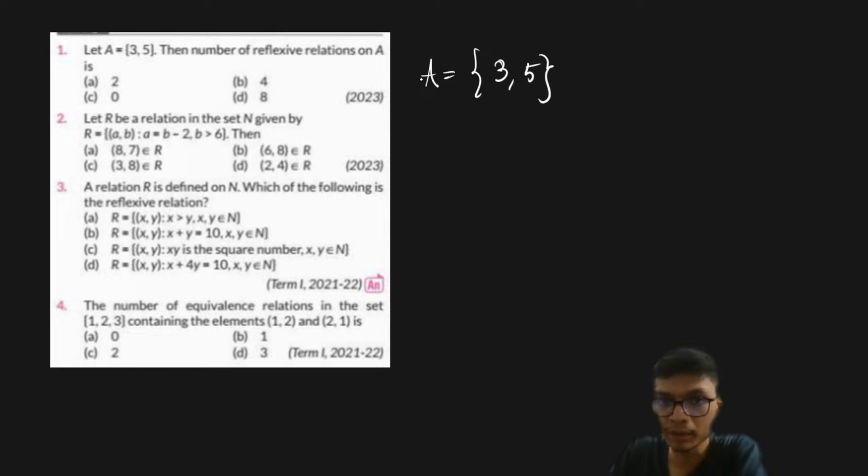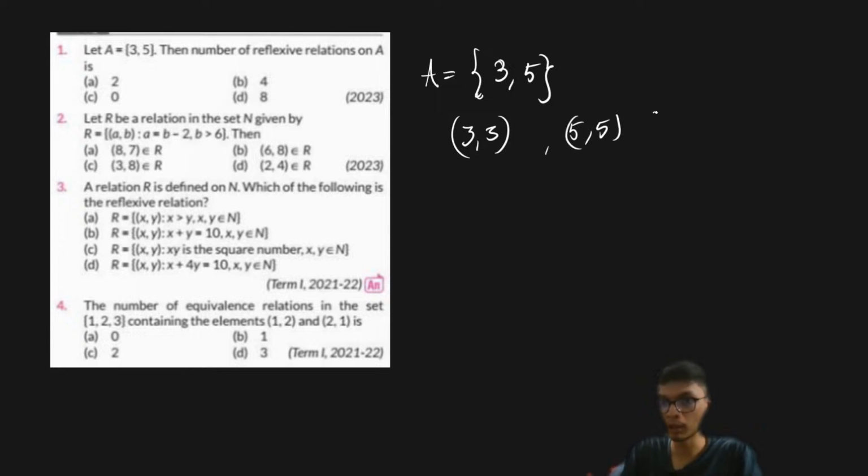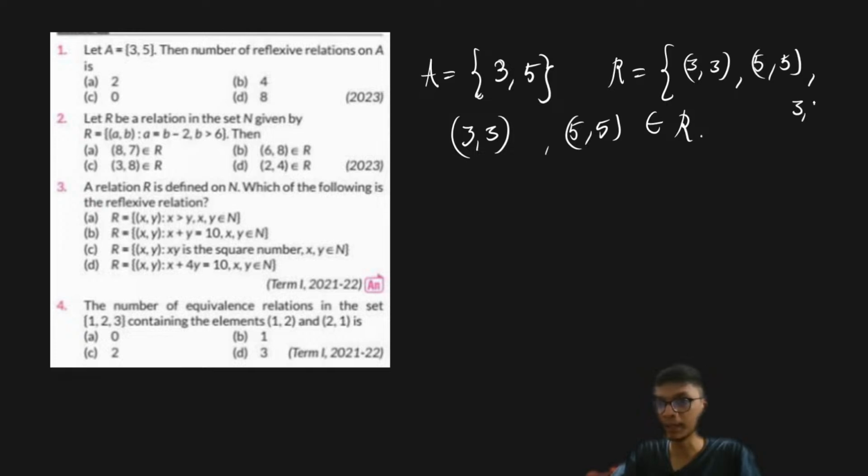Now, you have to comment on the number of reflexive relations on A. If you look at this set A, 3 and 5, to make it a reflexive relation, I need to have 3, 3 and 5, 5 belonging to this particular relation, right? So our relation must have 3 comma 3, must have 5 comma 5, and may have 3 comma 5. So how many reflexive relations are possible?